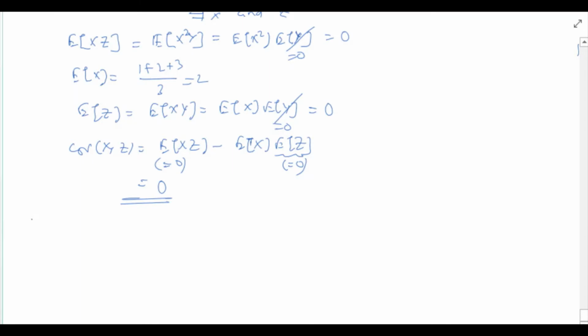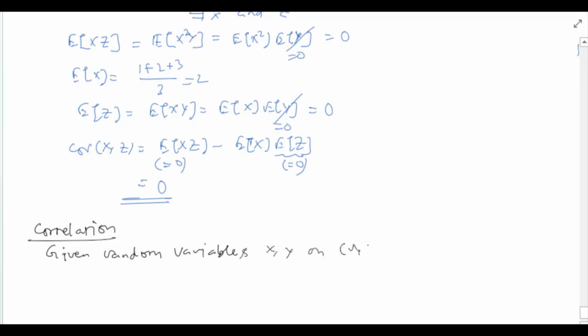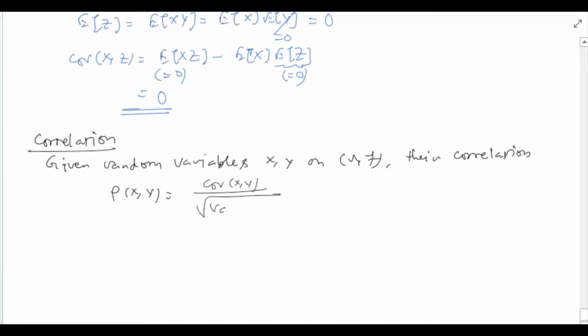Finally, let us see the notion of correlation of random variables. Correlation. Given two random variables x and y on the same probability space, their correlation is defined as rho of x comma y, and it is covariance of x comma y divided by square root of variance of x times variance of y.